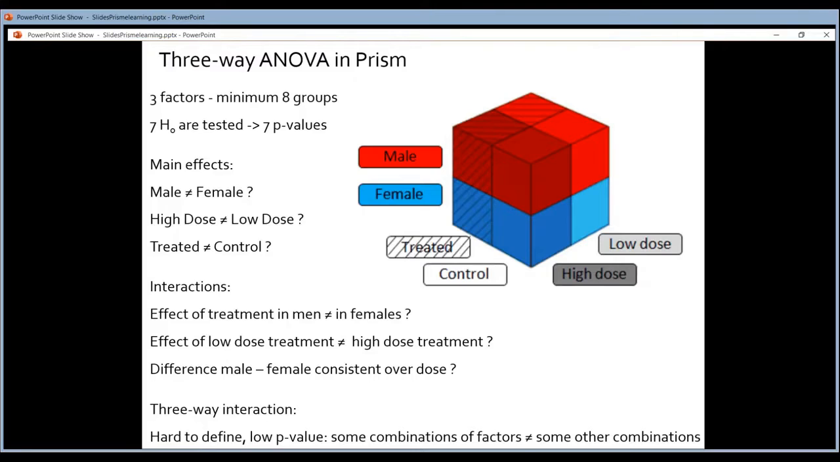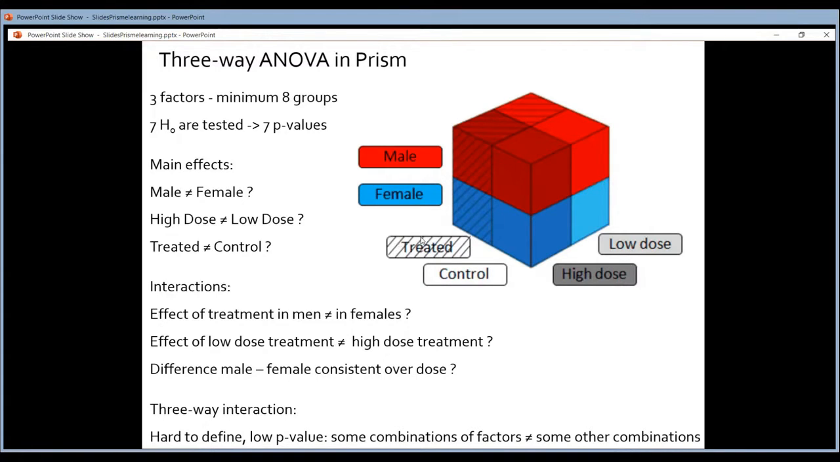And some of these p-values are really hard to interpret. So you will get p-values for the main effects, and that's easy. That's overall, is there a difference between males and females? Overall, is there a difference between treatment and control? And overall, is there a difference between low and high doses? Straightforward. You will get p-values for the interactions of every pair of factors.